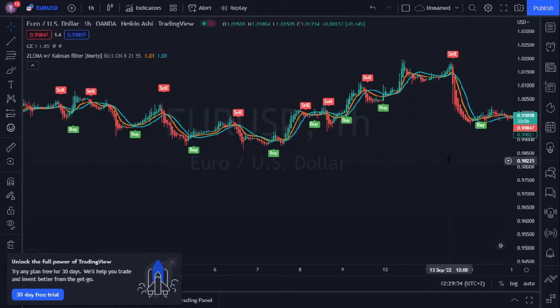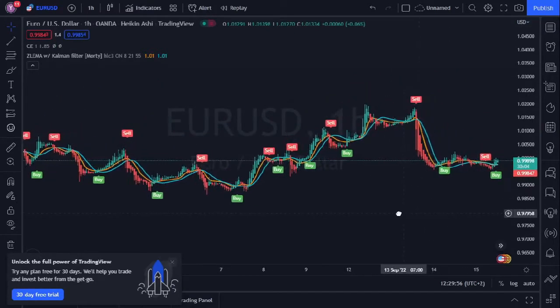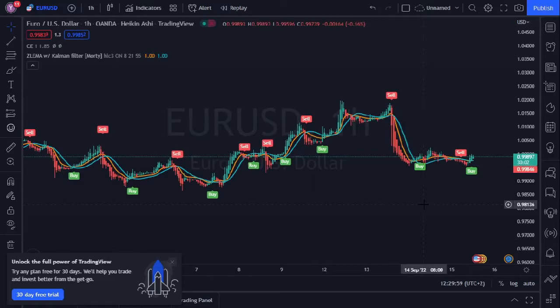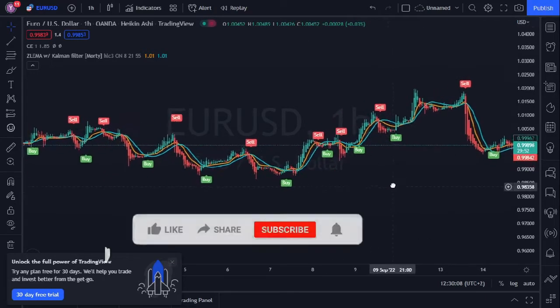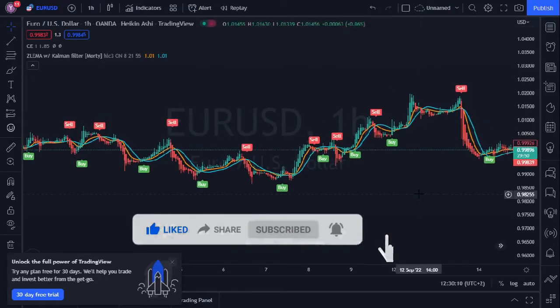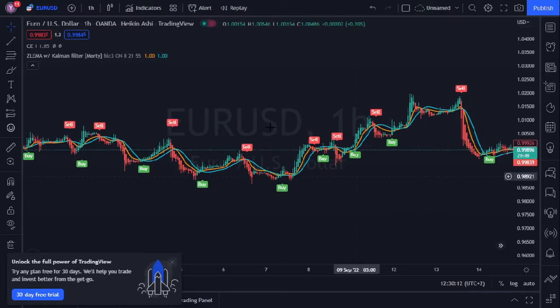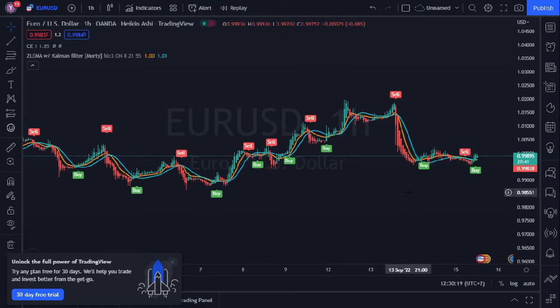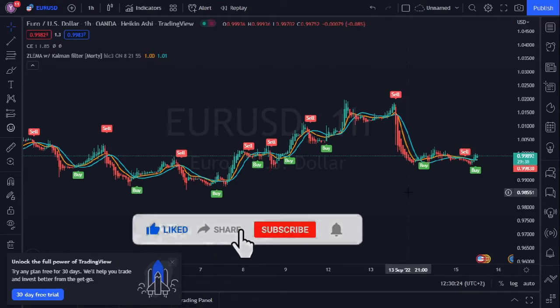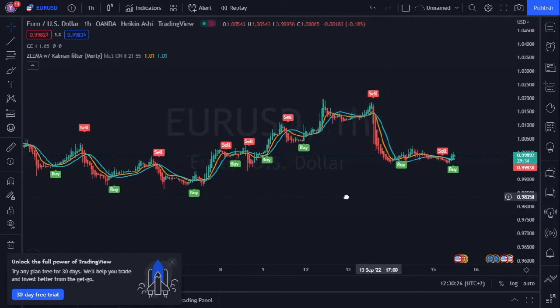Today I am bringing you a very simple trading strategy that you can use with free indicators that are found on TradingView, and you can easily make money with this simple strategy. I'm here on EURUSD, the 1 hour chart. What you probably want to do is to test this strategy also on the lower time frames and just see if it gives you the results that you want.